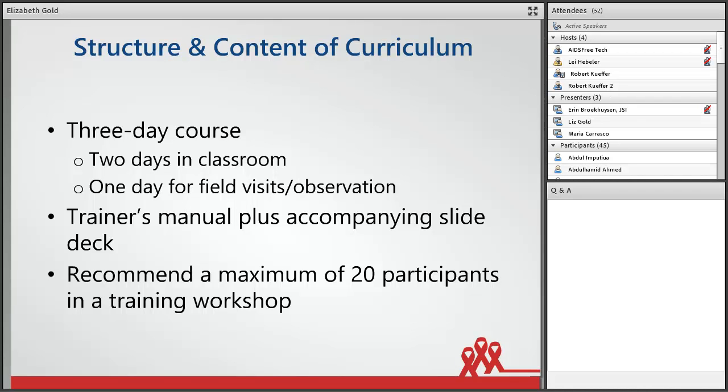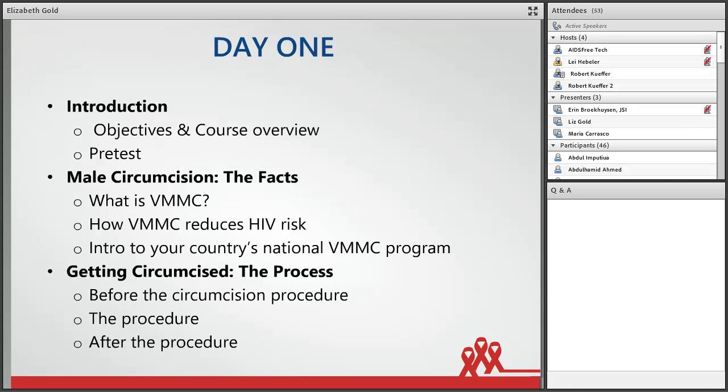The curriculum consists of the trainer's manual, plus there's a slide deck that goes with the manual, a very, very large slide deck. Because the training is designed to be highly interactive and hands-on, it's really best to have a smaller group, no more than 20 participants in one workshop if you can do it, because otherwise it just won't be as effective of a training.